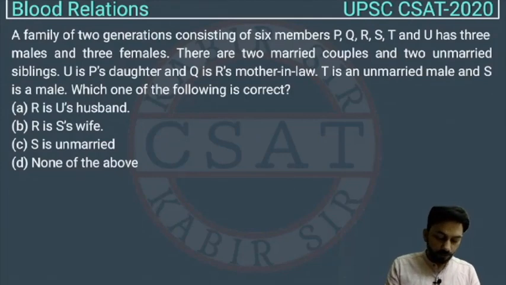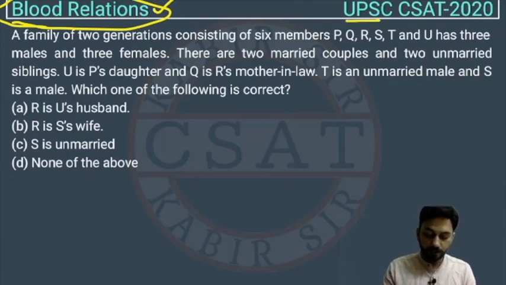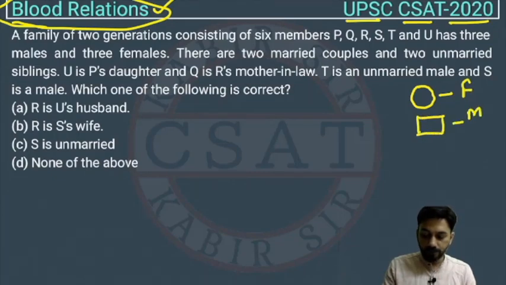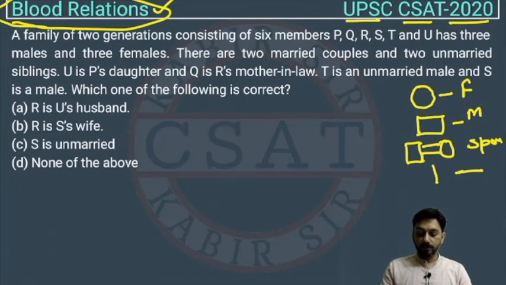So this is a question from the chapter blood relation. This is from the reasoning part, right? So this blood relation question was asked by UPSC in the CSAT paper of 2020. Right. So in blood relation, as I told you many times, we represent female by this circle, rectangle will represent male, right? And this equal sign between male and female will represent spouse relation, right? And this vertical line will represent the generation and this horizontal line will denote the siblings, right?